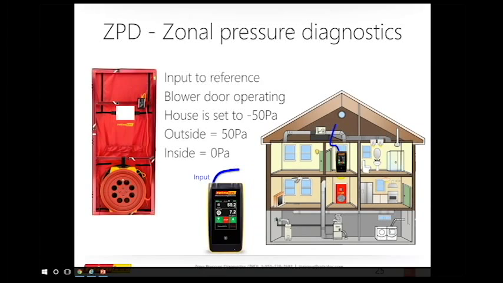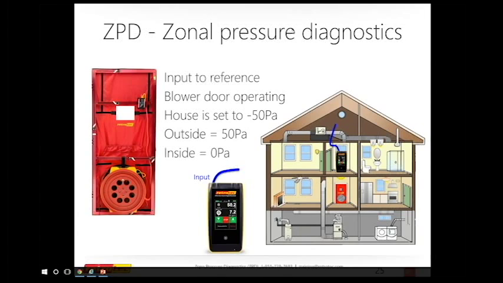Okay, so here's our basic setup. I made the gauge larger and put it on the outer side here, but again, to confirm that we are standing in the house and the gauge is in the house, right? We're going to have one blue tube that's connected to the input, and the blower door is set to -50. This is a typical blower door setup, the same way you normally do a blower door. The reference tube is outside, everything else is set the same way.